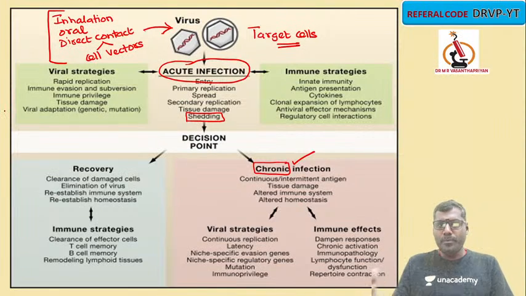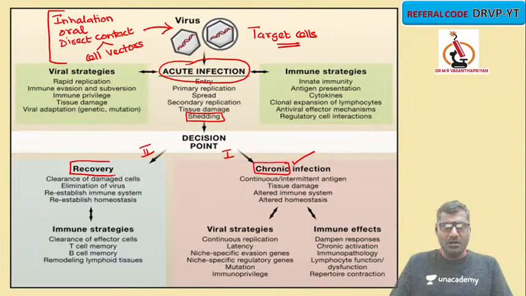Yes, this is one possible outcome. Now coming to the second possible outcome from the acute infection: if the immune system is very effective, point to remember, it will completely clear the virus without allowing any chronicity or any further replication. It will be completely cleared from the target cell, which we call recovery.